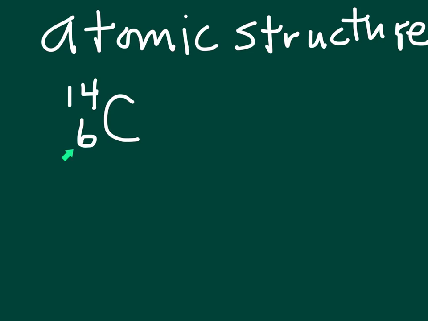So that number 6 is the atomic number, and the atomic number is also the number of protons. So this carbon, which is the same for all carbons, has an atomic number of 6 and has 6 protons. This number, the 14, is the mass number, and notice the mass number is always a whole number.